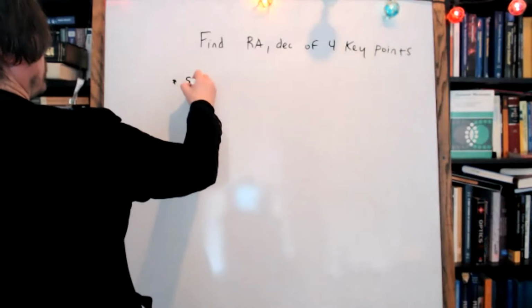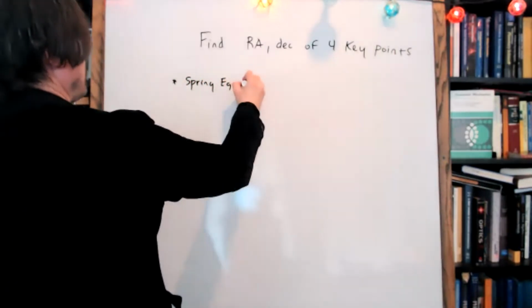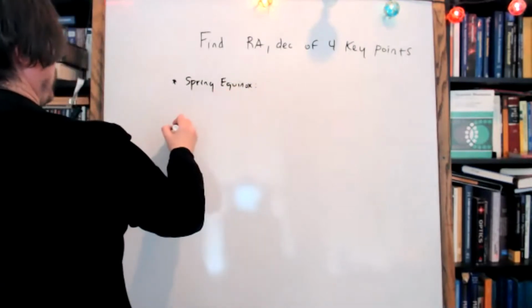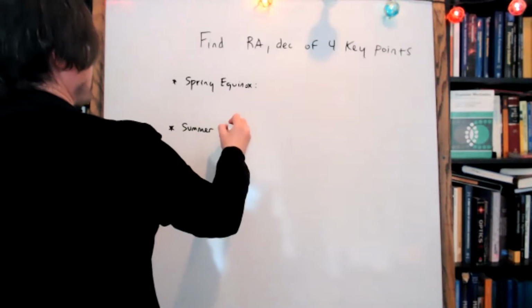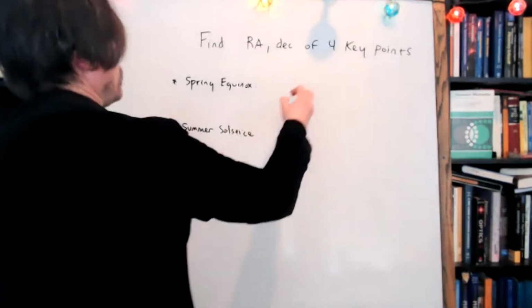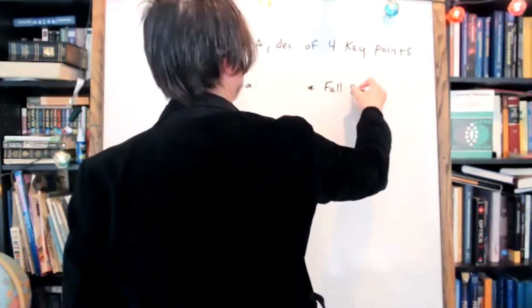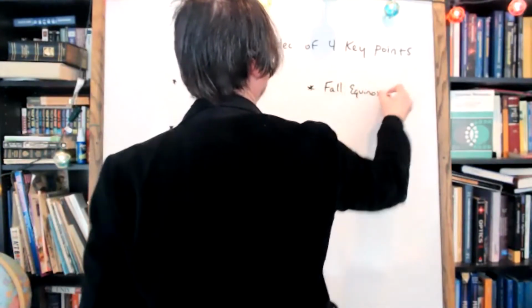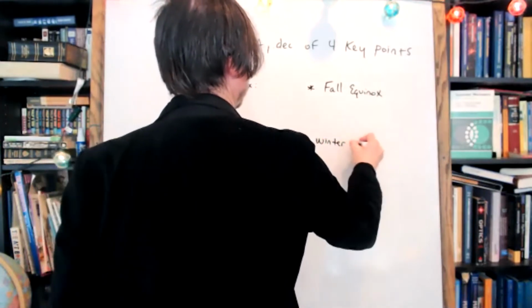They are the spring equinox. They are the summer solstice. They are the fall equinox. And they are the winter solstice.